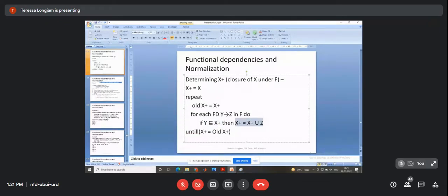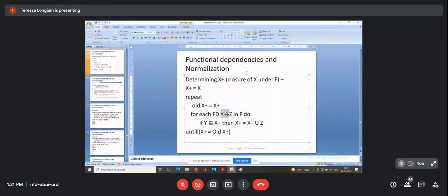We already initialized X plus, and then again we set old X plus as X plus. After that, the value of X plus is going to change in each iteration, so we need to store the old value. Then inside X plus we will include Z.